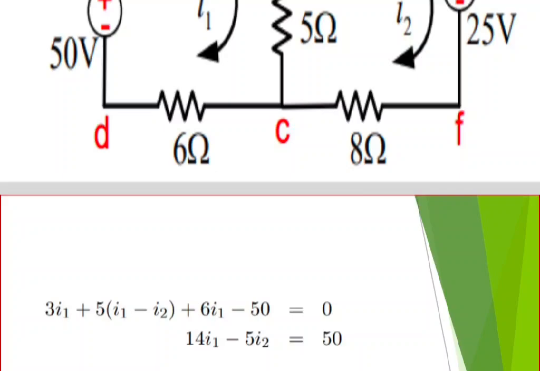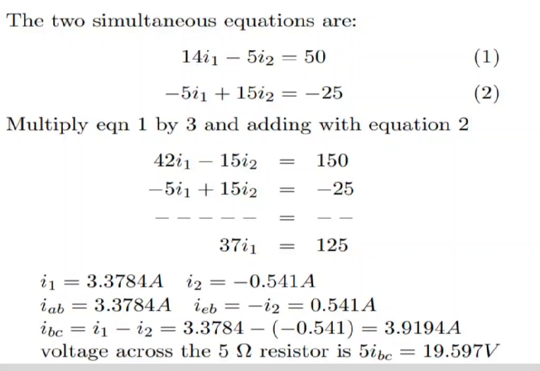By solving, the coefficient of I1 is 14 and the coefficient of I2 is minus 5, which is equal to 50. Now you have the first equation. In the same manner you can get the equation for the second mesh. We got two equations. Now solve these two simultaneous equations to get the values of I1 and I2.